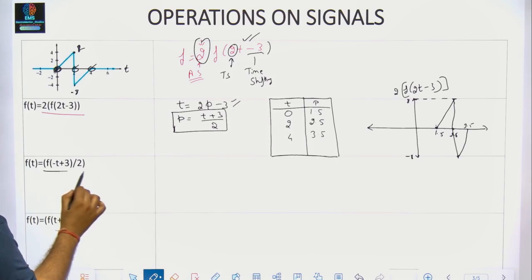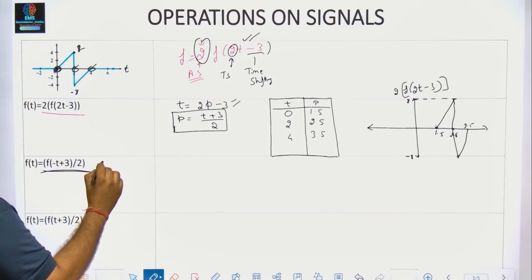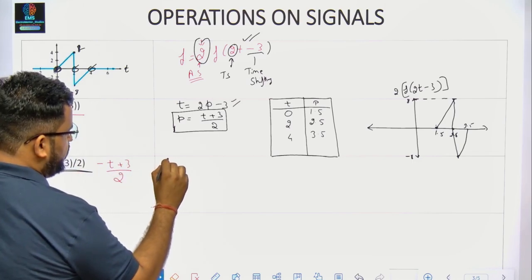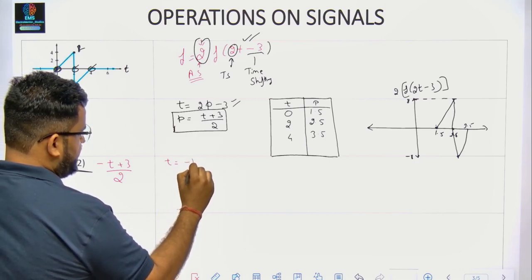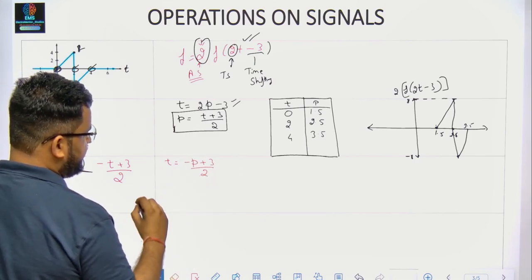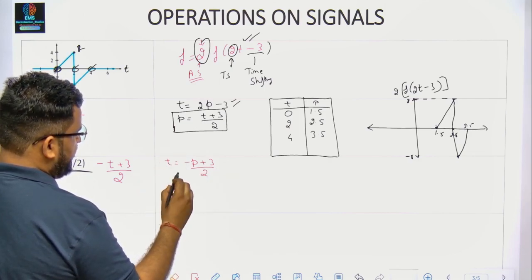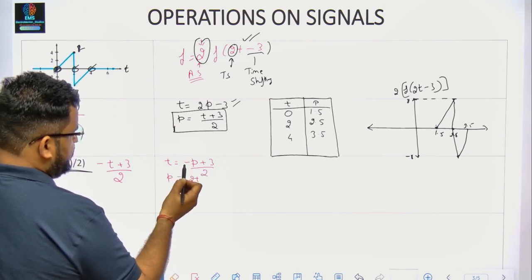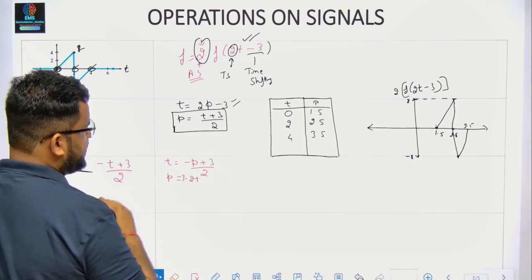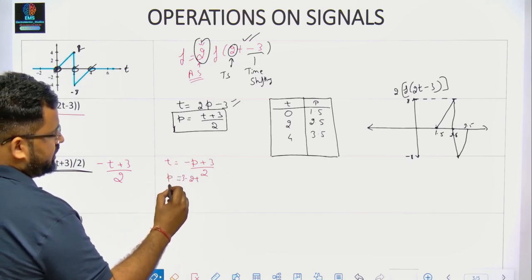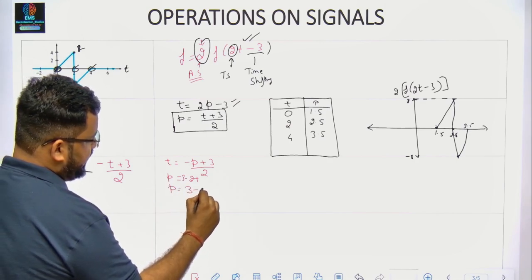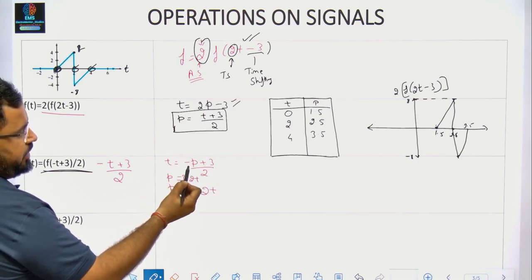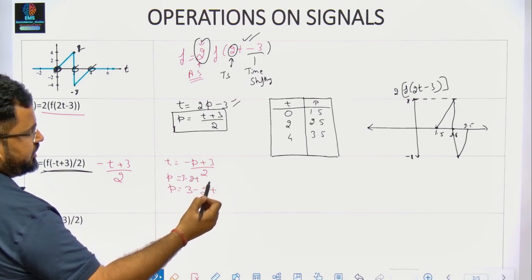Let us try another one. There is another function given to me. So it is minus t plus 3 divided by 2. Again, what I'll do, I'll put t is equal to minus p plus 3 divided by 2. 2 will go there, minus 3 will come here. So my p will be 2t minus 3. So it would be 3 minus 2t because the minus sign will be there. So p will be 3 minus 2t. 2 will go here, 3 will come here, with the minus sign, 3 will become positive and this will become like this.